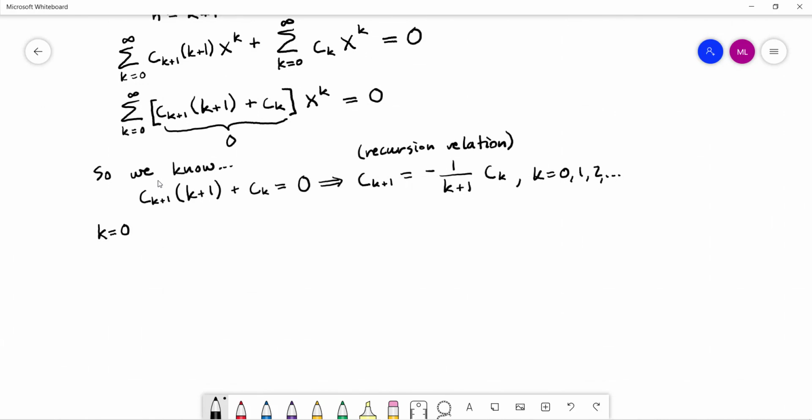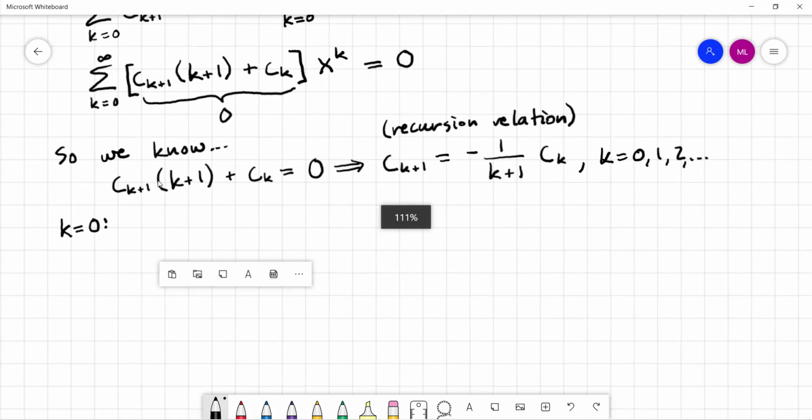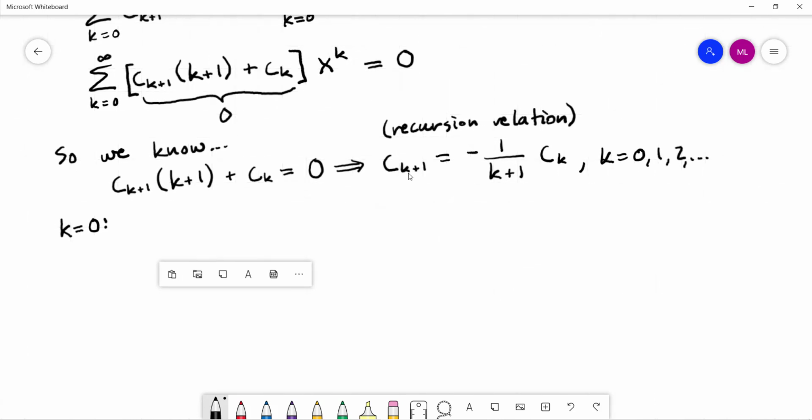If k equals 0, what it'll tell us is that c sub 0 plus 1, so that's going to give us that c sub 1 must be equal to negative 1 over, again, plugging k equals 0, I'm going to get a 1 in the denominator, times c sub 0. So all I did was plug in 0 here, here, and here. And it gave us this relationship, which simplifies a little bit to just c1 is negative c0. So whatever c0 is, c1 is the opposite of that.